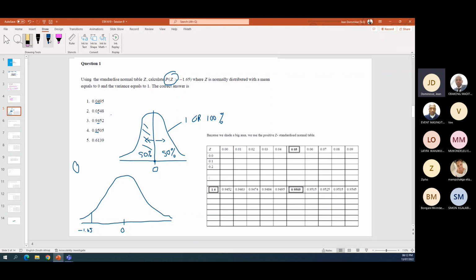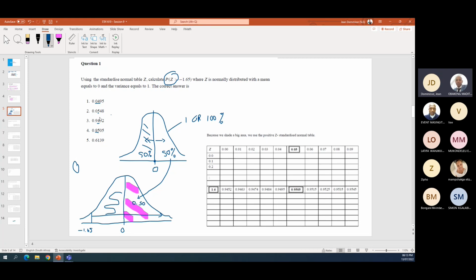So if I look at this graph, again I want to show you how one can start eliminating answers. I need to find this whole area. I know that this portion from what I've done here must be 50%, or 0,5. So whatever portion I add here will give me more than 0,5.